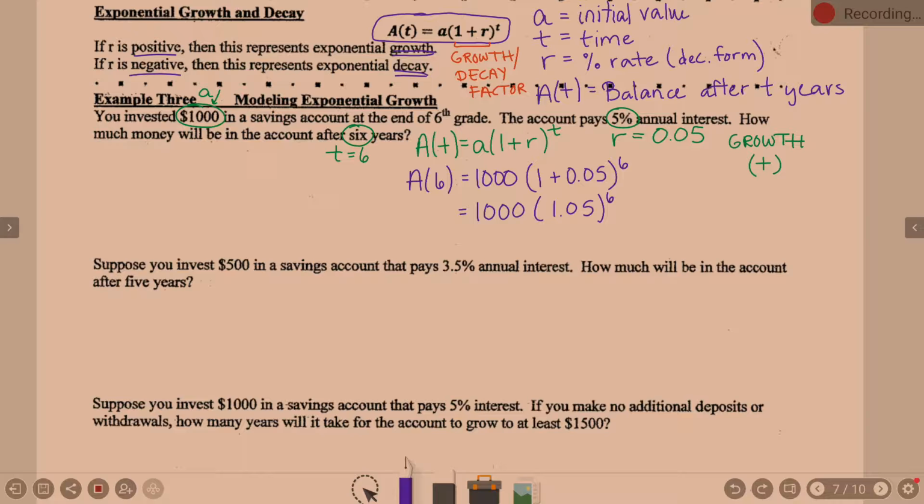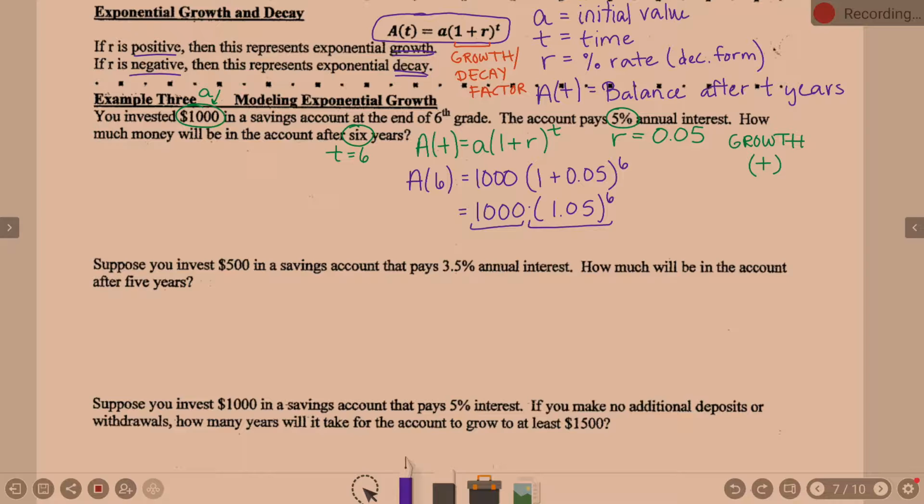I like to say Aunt Sally. What's Aunt Sally tell me to do here? We have to do these exponents, yes? So officially, the next part we're going to do is 1.05 to the 6th. But then I'm not even going to write that down because then the next part I'm going to do is times 1,000.